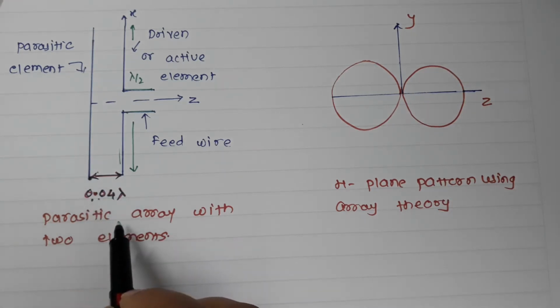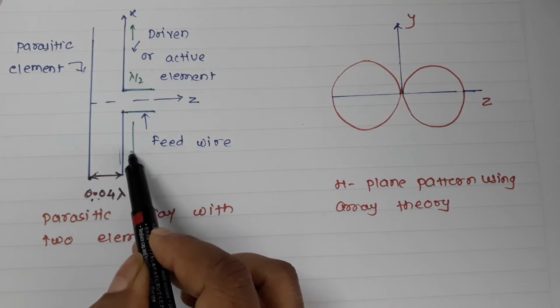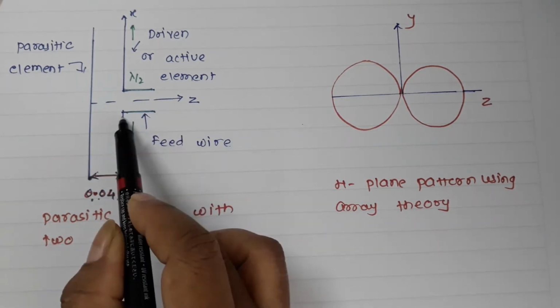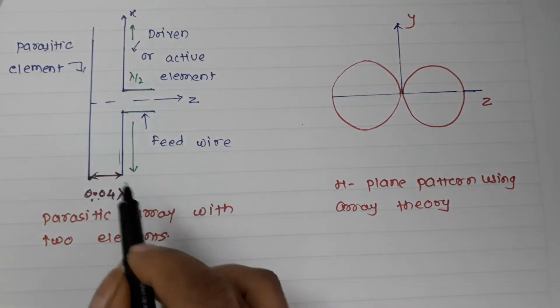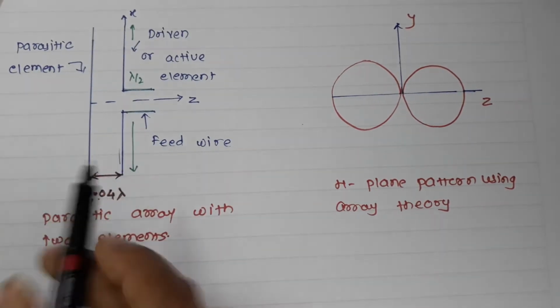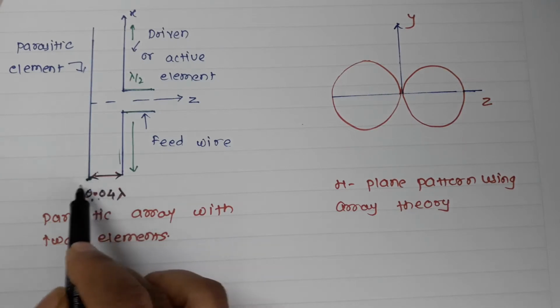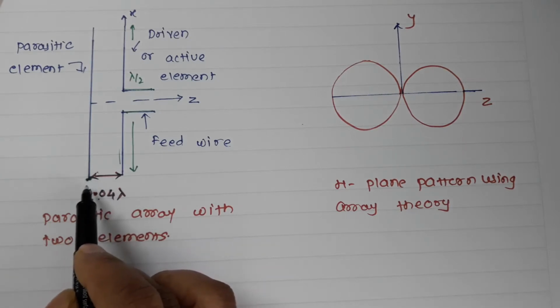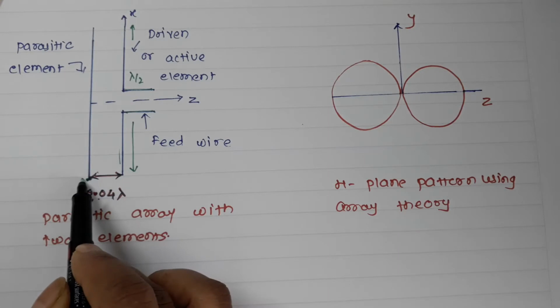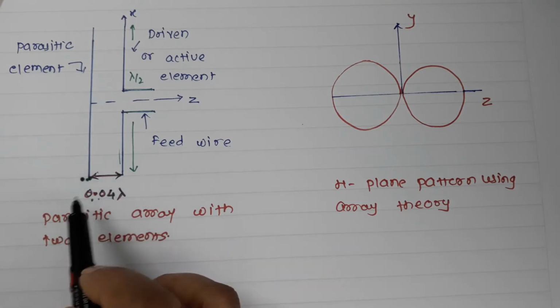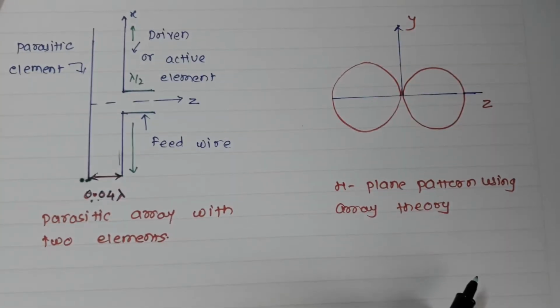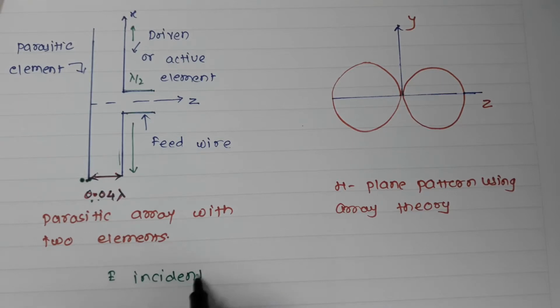Now when the driven element is excited by the feed system, it radiates a field which will be tangential to the wire. This field will be incident on the parasite element. Since the spacing between the two is very small, almost all the radiated field will be incident. Thus the incident and radiated fields are equal in amplitude, so E incident will be equal to E driven.